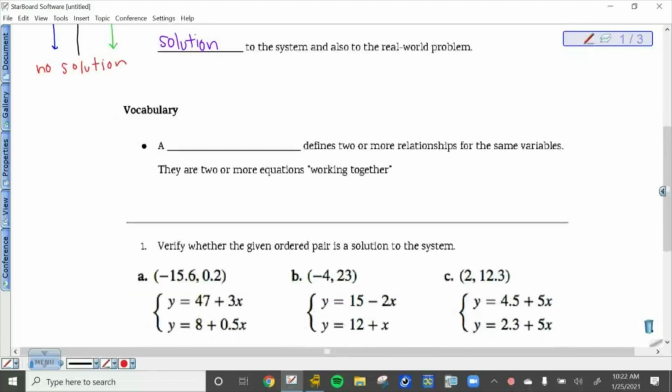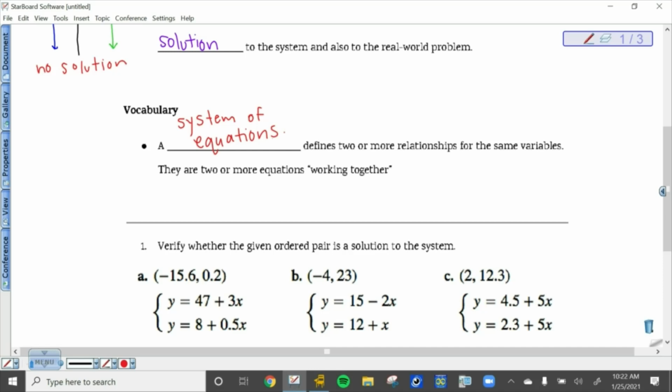All right, so let's go over this vocab. You should know the answer to this. What is it that defines two or more relationships for the same variables? It's two or more equations working together. What is that? What are we studying? More specific. Systems of equations, yes. A system of equations.